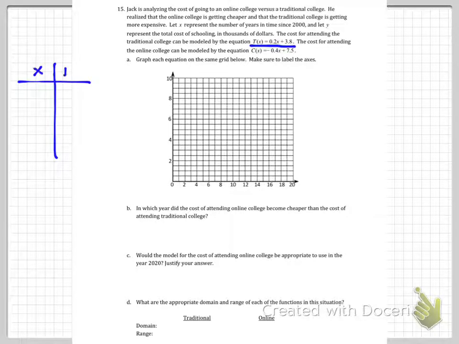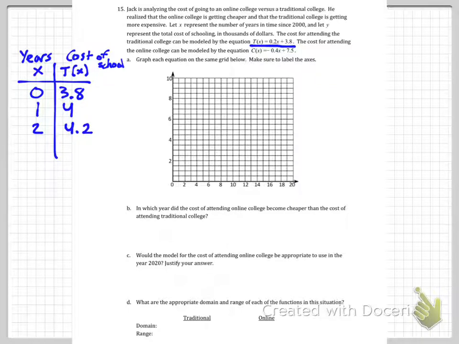So let's color code this. First, I'm going to make a table for the traditional college, T. X is years and T is the cost of the school. So we plug in 0 years, that's going to give us 3.8. If we plug in 1 year into that, we're going to get 4. Plug in 2, you get 4.2, and 3, you get 4.4. This will help us graph it in a moment.